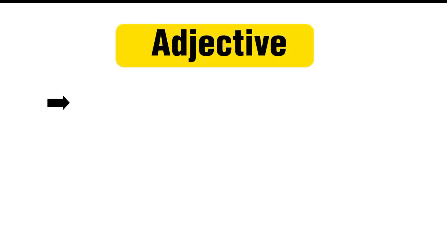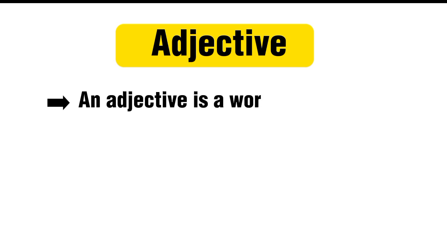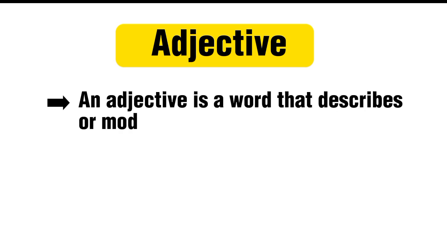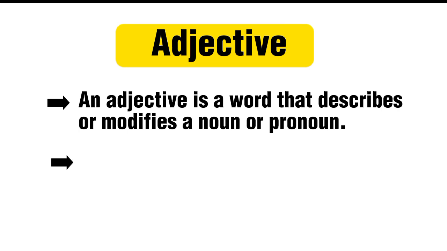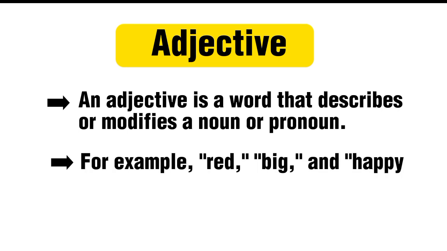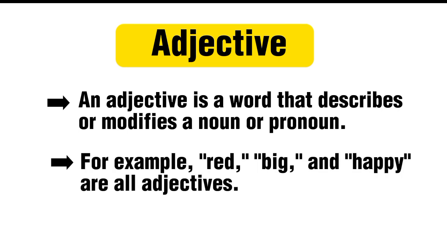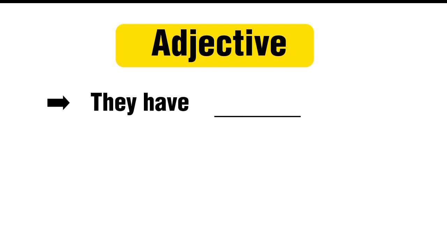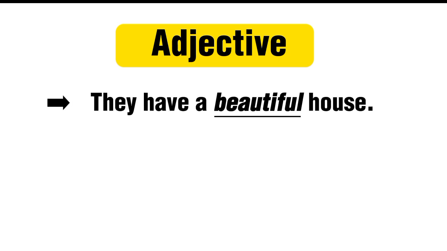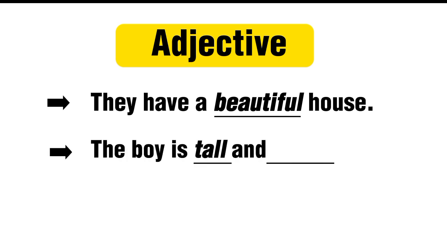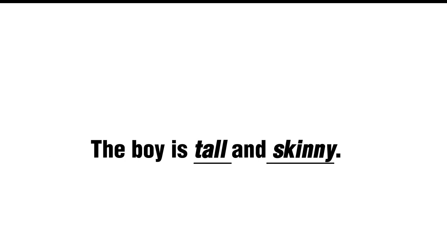Adjective. An adjective is a word that describes or modifies a noun or pronoun. For example, red, big, and happy are all adjectives. They have a beautiful house. In this sentence, beautiful is the adjective. The boy is tall and skinny. In this sentence, tall and skinny are the adjectives.